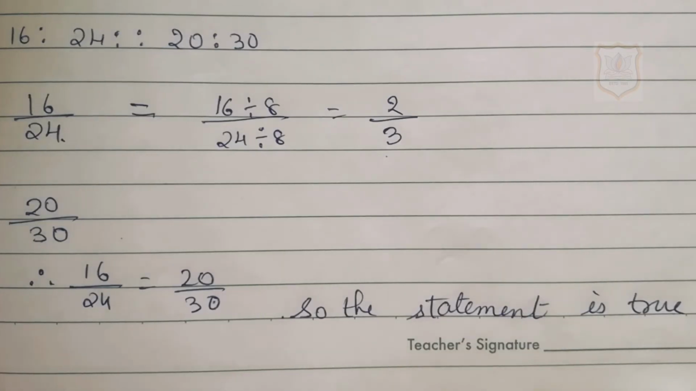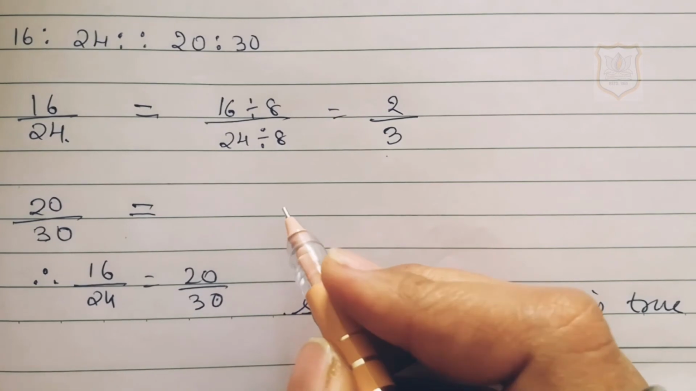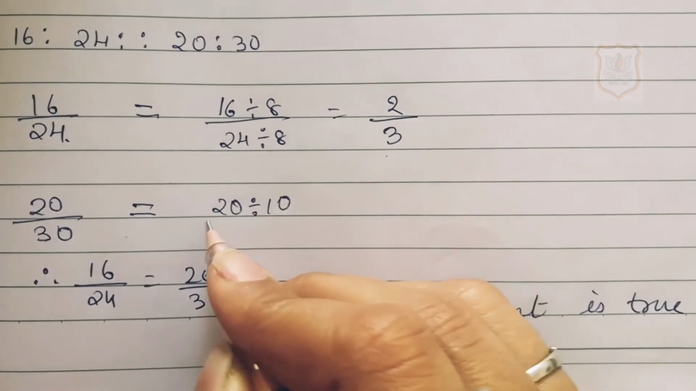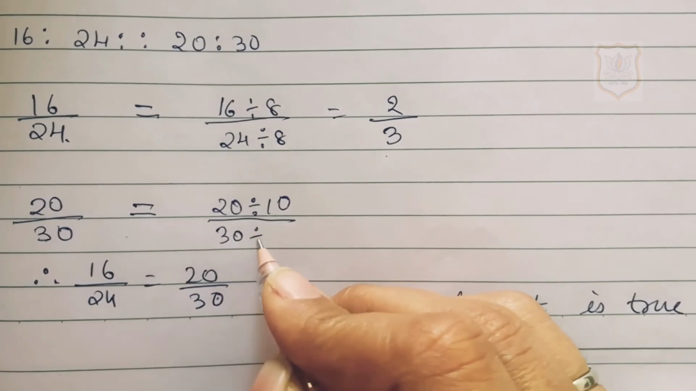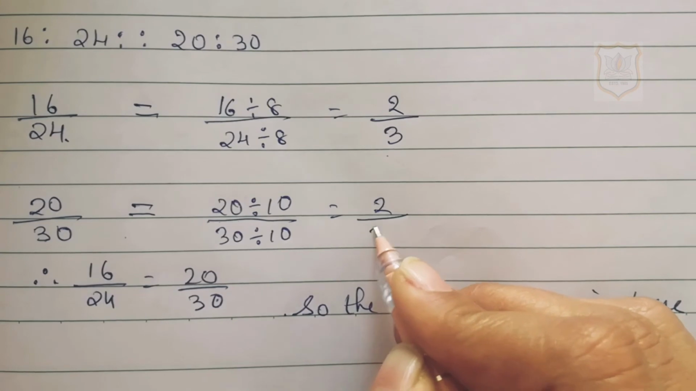And then we have to find out the simplest form of 20 upon 30. To find out the simplest form of 20 upon 30, we will divide numerator and denominator by 10. So 20 divided by 10 upon 30 divided by 10. 20 divided by 10 is 2 and 30 divided by 10 is 3.